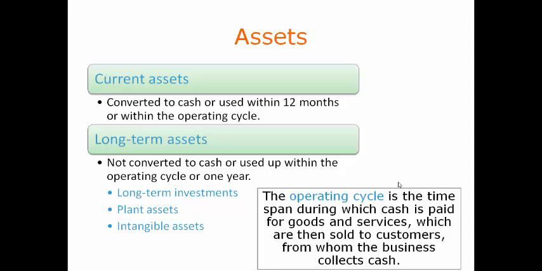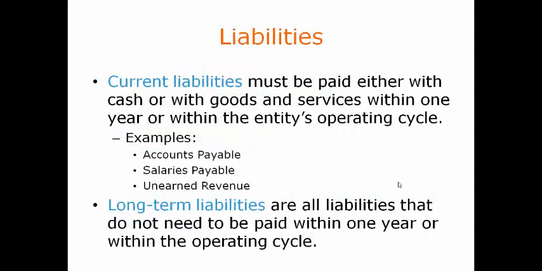So a truck, a building, a piece of equipment, they're not going to be used up typically within a year. There's always some debate about computers. Are they used up within a year? No, but a lot of businesses will not classify them as long-term assets because they're really kind of disposable after a period of time. And so this just gives you an idea of the difference between the two. Current liabilities, same kind of concept. They're going to be paid within a year, or the entity's operating cycle, which we talked about already.